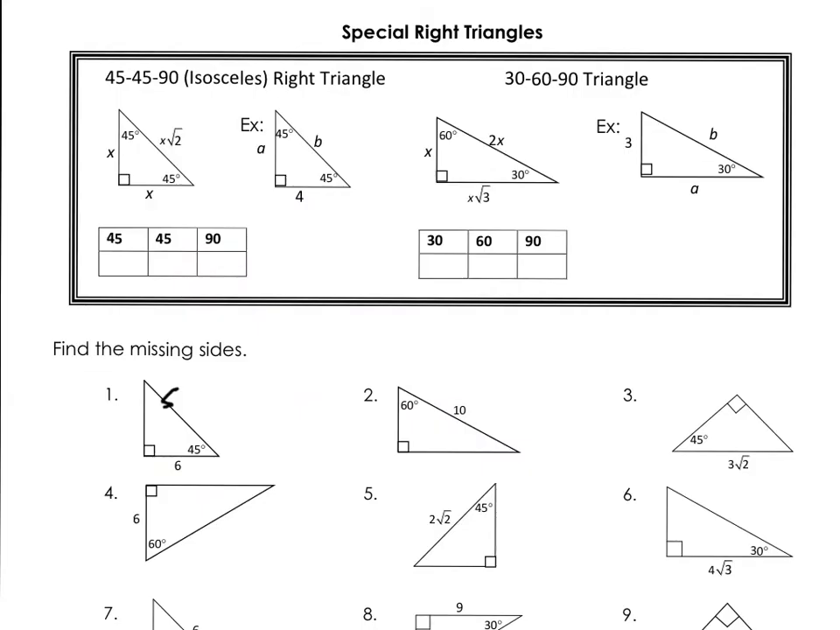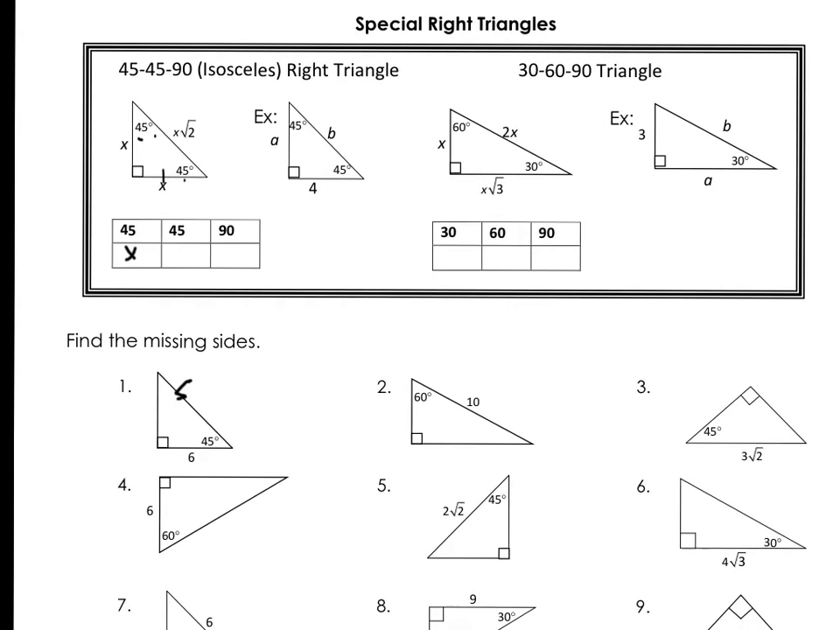For special right triangles, we have the same ratios for the sides if we have a 45, 45, 90 or a 30, 60, 90 triangle all the time. The rule for 45, 45, 90 is the two legs are the same. So we'll fill in an x right here and an x right here. The side across from the 90-degree angle is always x times the square root of 2. So let's put that to work.